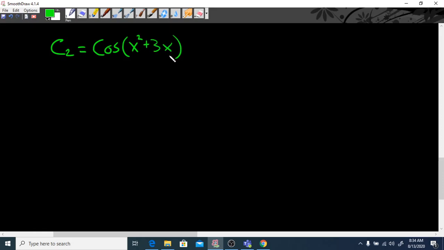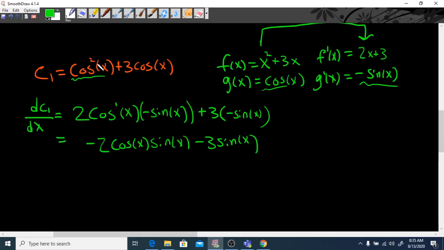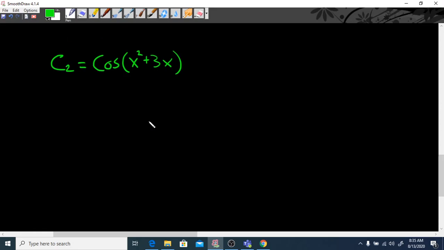Okay. Now, this one's different. This one is different, okay? So please pay attention to this kind of stuff. The outermost function here, unlike the last example, is cosine. It's not the square. The square is on the inside of the cosine. That's important to understand, okay? So again, C2 differs from C1 because cosine is the outermost function and the square part is inside the cosine. Versus C1, where the square was actually acting on the cosine. So there the square was the outermost function.